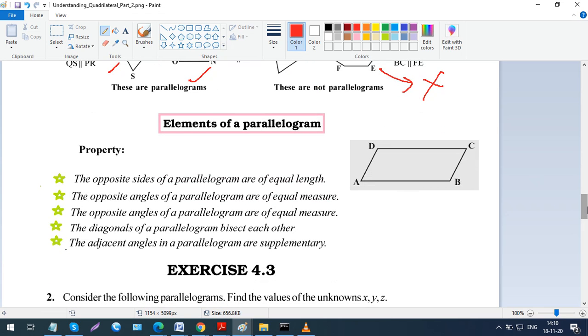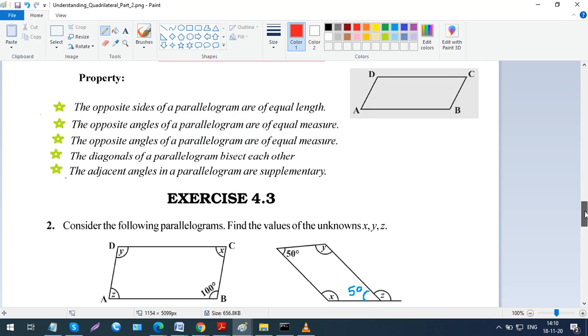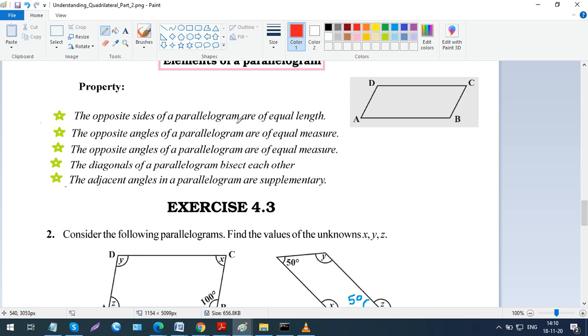Now elements of a parallelogram, let's look at the properties. It says the opposite sides of a parallelogram are of equal length, so this will be equal to this and this will be equal to this. Then the opposite angles of the parallelogram are of equal measure, that is this angle will be equal to this angle, and similarly this angle will be equal to this angle. The third point repeats the same thing, so you can just delete it.